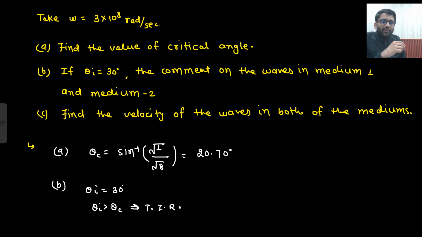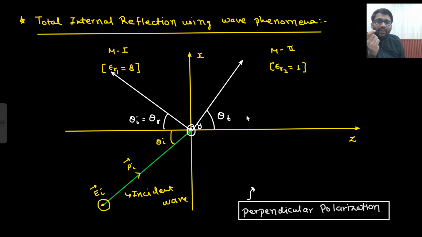So what will I find out first? I will first find out the value of theta t, because if I need to write down the wave equation in medium 1 and medium 2, I need the value of theta t, right? So first let's find out the value of theta t.